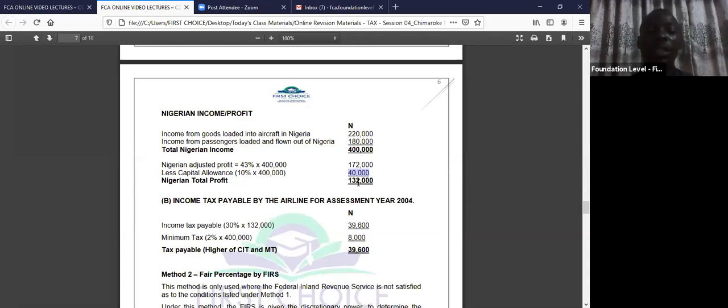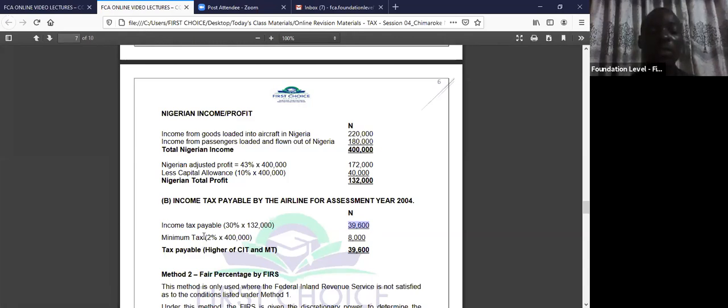So this is the total profit that is assessed to tax. So that's the profit assessable to tax. Then the tax you are going to be paying, your income tax, is 30% of this, which is 39,600. And I told you, you always have to be comparing your CIT with your minimum tax to see if your CIT is bigger than your minimum tax.